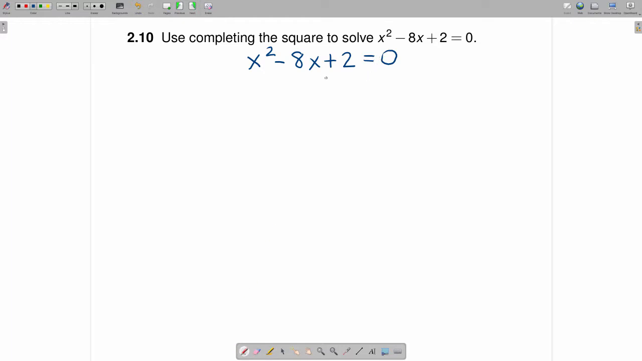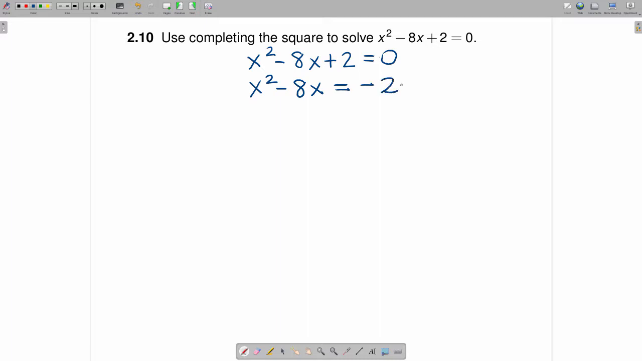Step 1 is to move the constant term, and here is the constant term 2, over to the right-hand side. The way you do that is you subtract 2 from both sides of this equation. When you subtract 2 from the left-hand side of the equation, you get x squared minus 8x. When you subtract 2 from the right-hand side, you get negative 2.